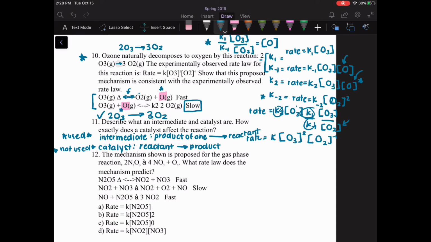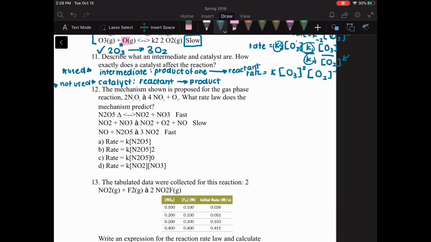All right. So what we do now is, let me just clean this up because I don't know why you converted them all to A's, which is whatever, I guess. All right, so the mechanism shown is proposed for the gas phase reaction of N2O5 to form 4NO2 plus O2. What rate law does the mechanism predict? Okay, so essentially what I like to do first is cross out what is eliminated on each side of the reaction. So if I look, I see that there's an NO2 that's eliminated, and there's an NO2 eliminated here. These two right here still stay. Okay, so now let's see what else can be eliminated.